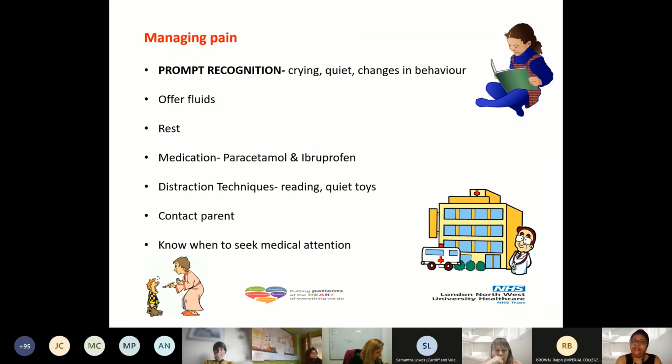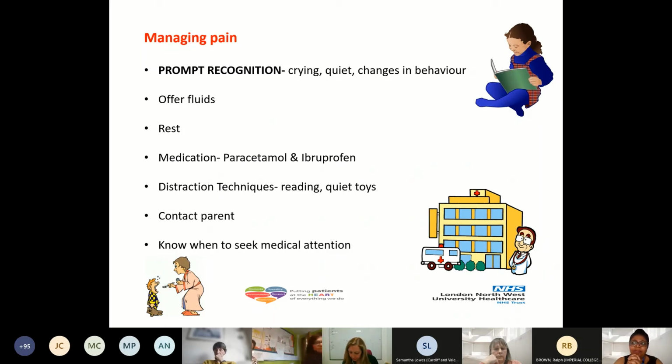Okay, so if the child's in pain, it's good for schools to have prompt recognition. Just look at the child's behaviour. They're crying or very quiet. Any changes in behaviour. Offer them fluids, a quarter to rest in wherever. Give medication. A lot of parents bring paracetamol and ibuprofen into school and sign the medical form to say schools can give that. It has to be prescribed. It has to have the prescription label on it, prescription from the doctor. Use distraction techniques for the children.